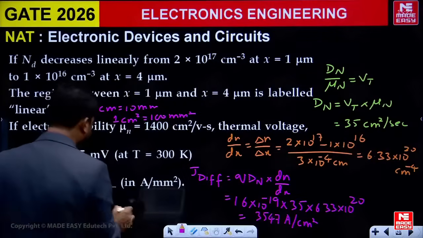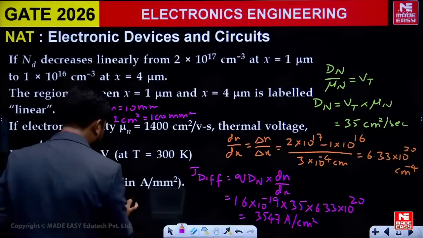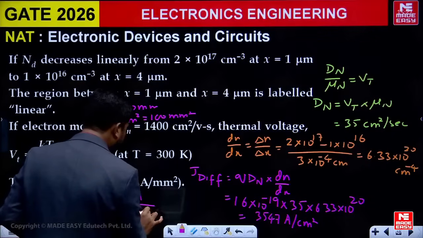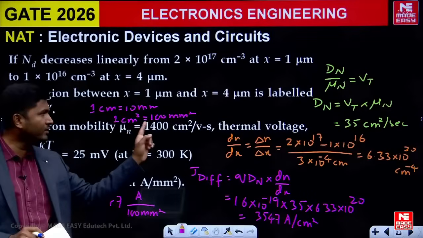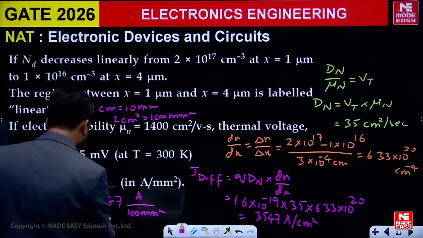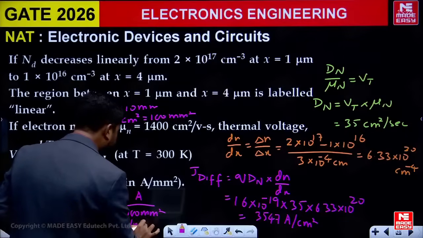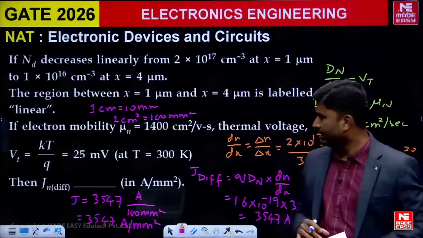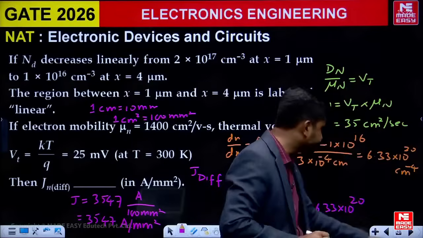So you will put that here, so current density will become 3547 ampere per centimeter square. Centimeter square we will write as 100 millimeter square. Hope you understood the conversion. 1 centimeter square will be 100 millimeter square, and this will become 35.47 ampere per millimeter square. So in this question the correct answer will be 35.47 ampere per millimeter square. I hope you all have done it correctly. Let us go to the next question.